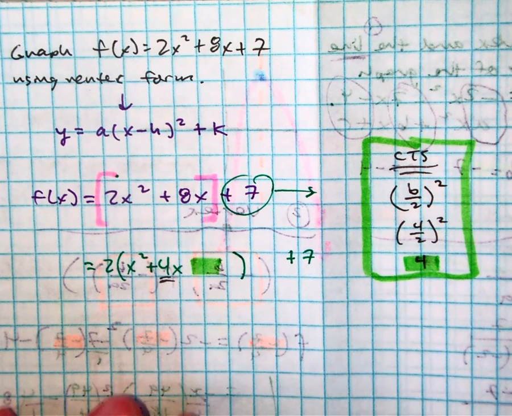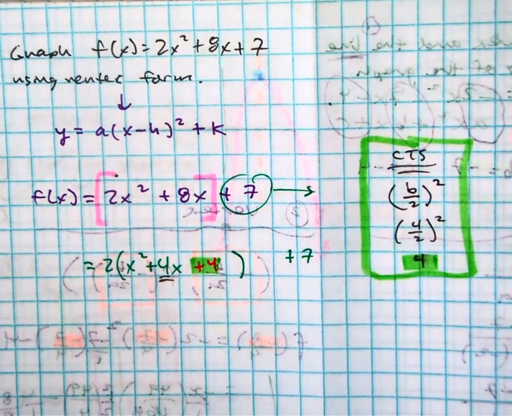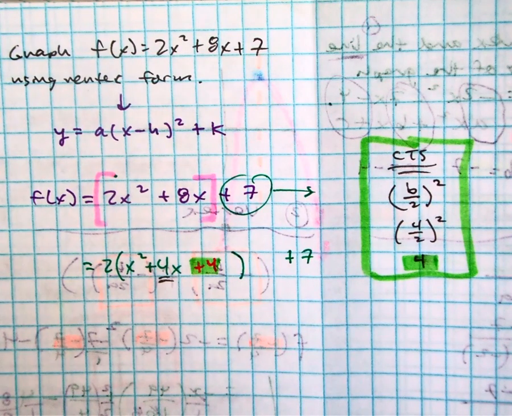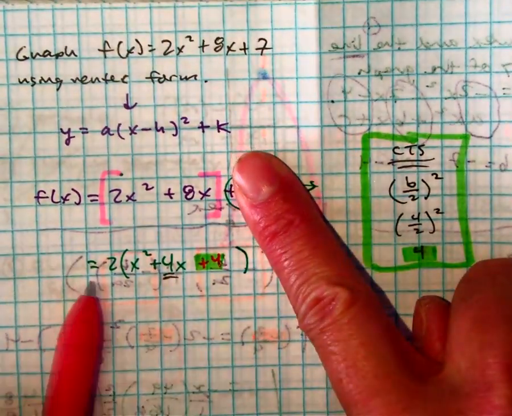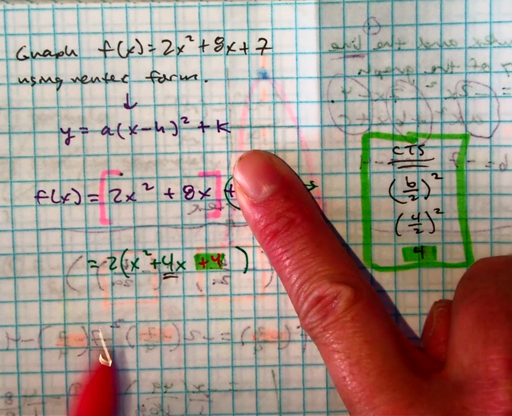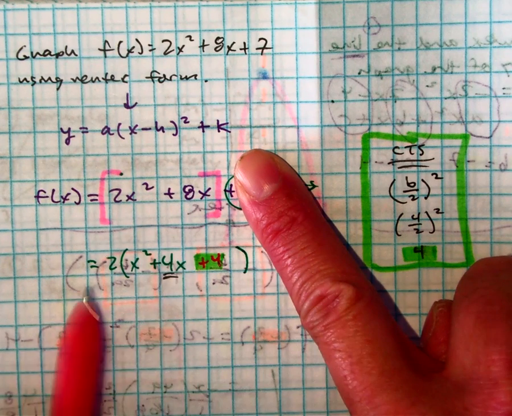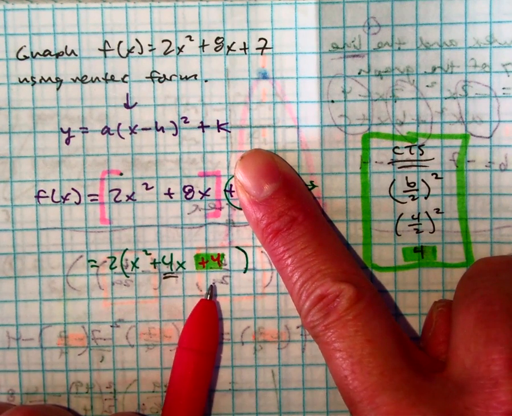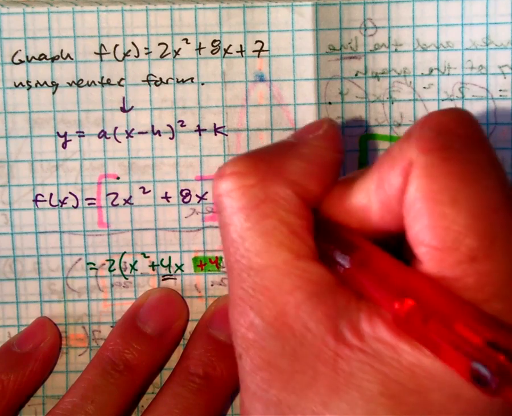Let me see if I can put this in a different color. I do have red. Now let's think about this. Ignore the 7 here for now. 2 times x squared is 2x squared. 2 times 4x is 8x. 2 times 4 is, okay, pay attention. It's really here a plus 8.